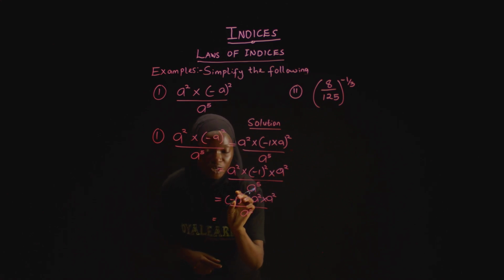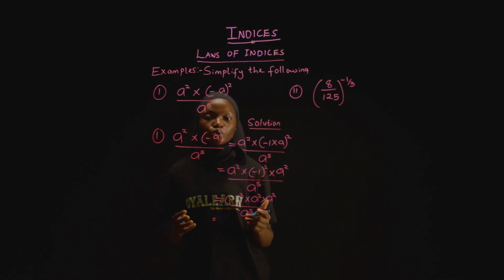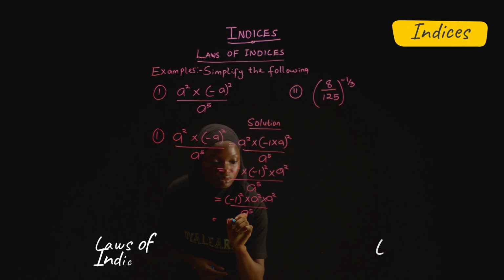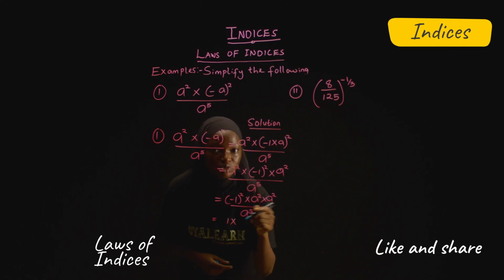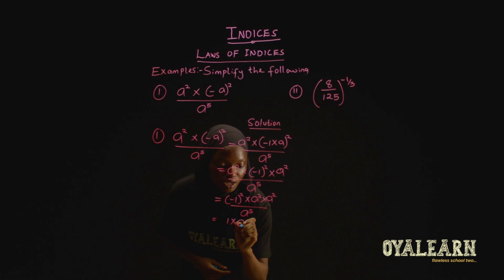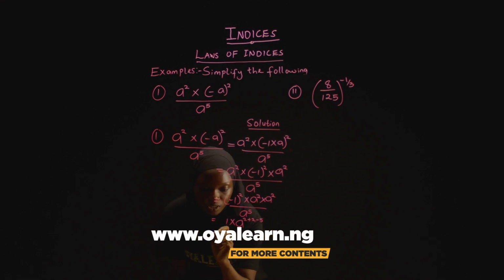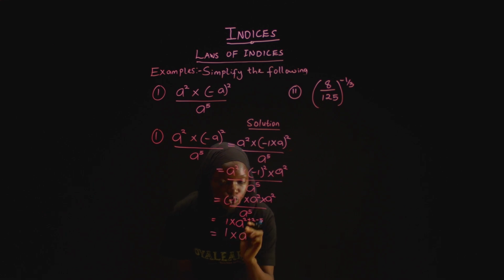So here, minus 1 raised to power 2 gives us plus 1, minus 1 times minus 1. So we have 1 times, and we can apply the multiplication law of indices here. We'll have a raised to power 2 plus 2. Then this divided by a raised to power 5 gives us minus 5. So here we have 1 times a raised to the power of 2 plus 2, 4, minus 5, minus 1.